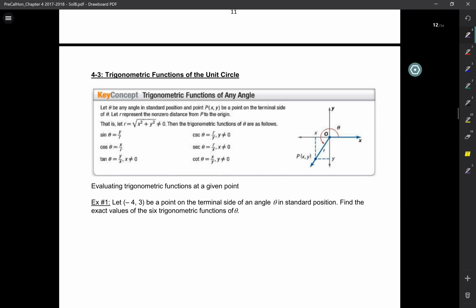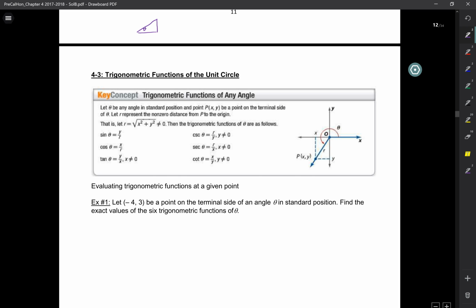All right, so we're going to be talking about more trig functions today, but of general angles anywhere on the coordinate system. And then we're going to move on into the unit circle. Okay, so to do that, you've noticed, I don't know if you've noticed, but when I draw my triangles, I always orient them this way. And I always call that theta.